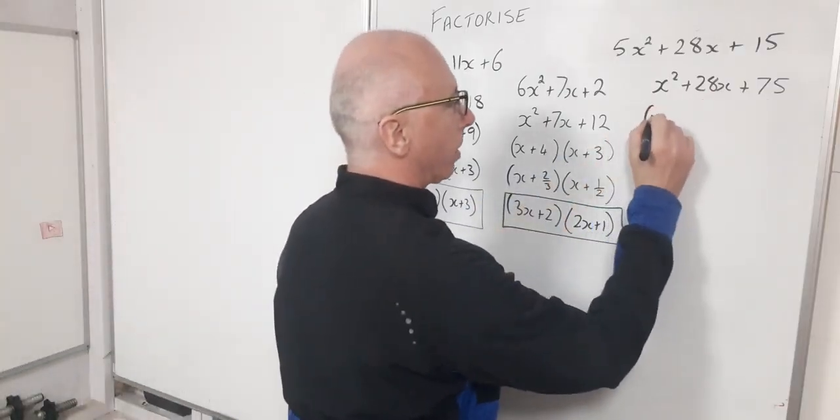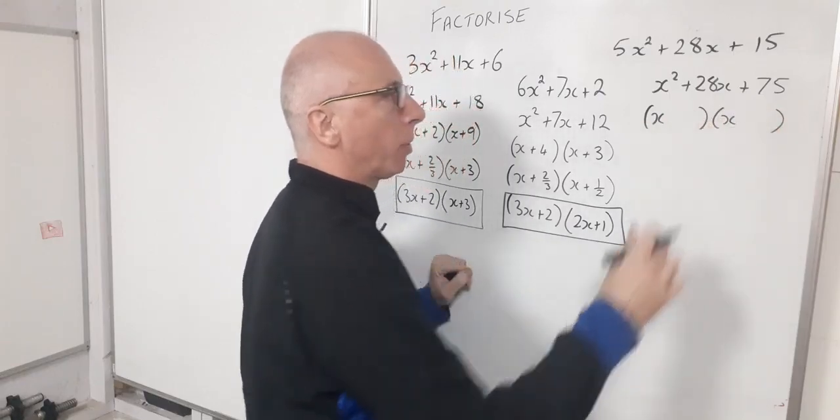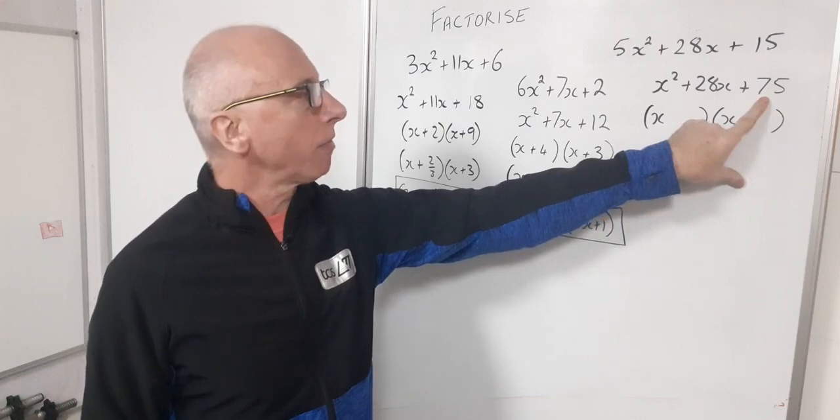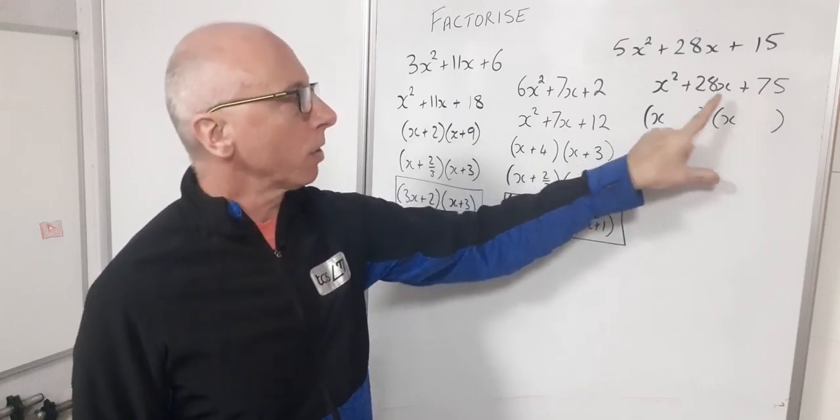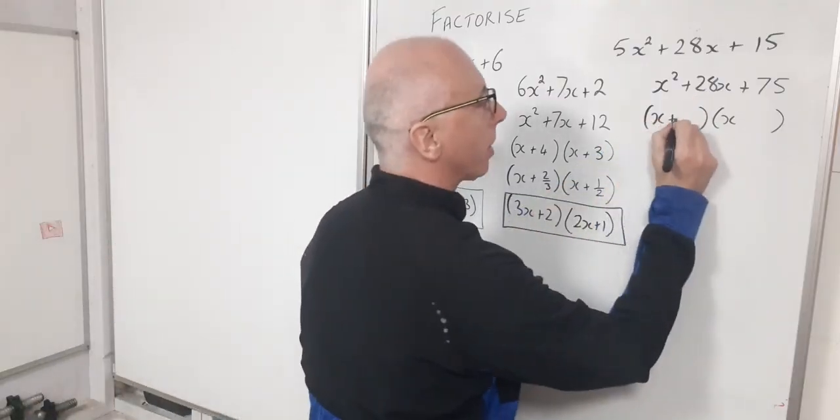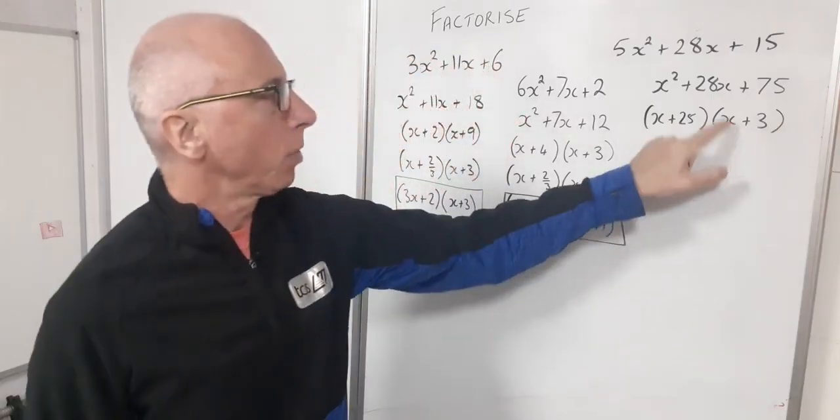So let's do our setup. So we've got an x and an x. Find out where we've got pluses or minuses to go here. So 75, let's go through it. 75 and 1, no good. 25 and 3. 25 and 3 looks promising. 25 plus 3 is 28. So put that inside there. So x plus 25 and x plus 3. So that will give us that.